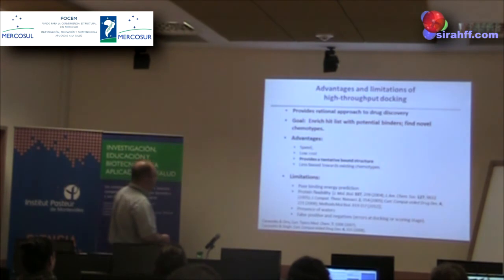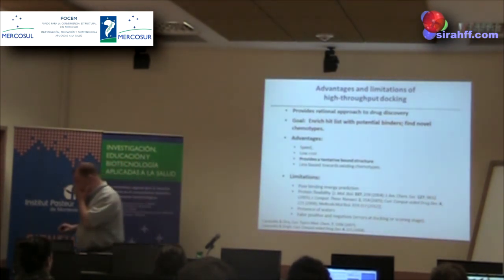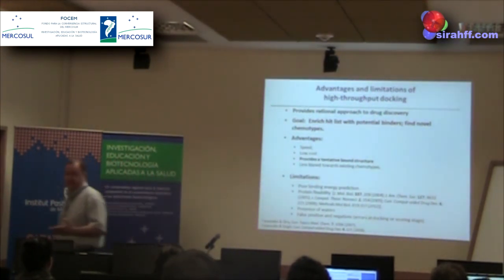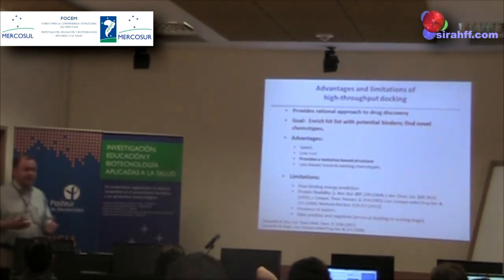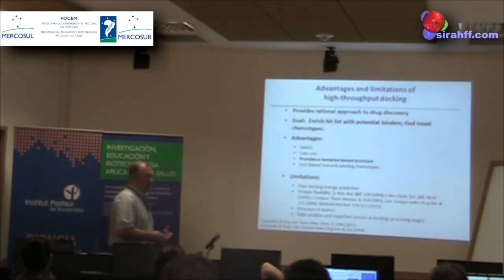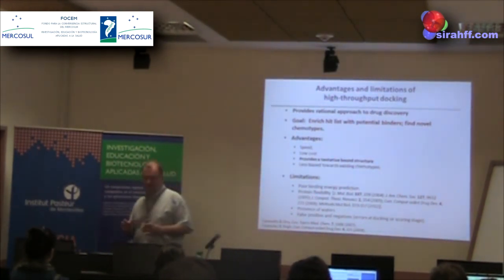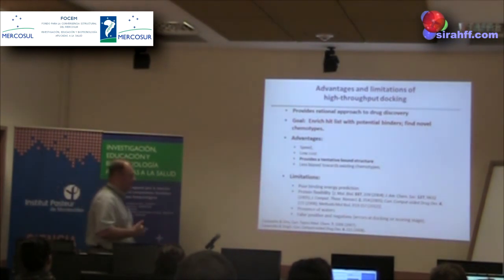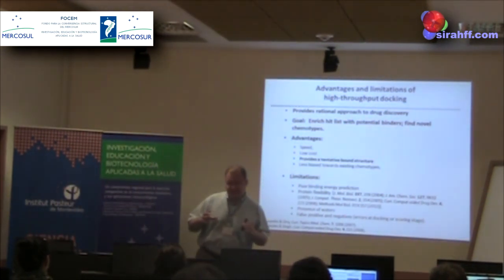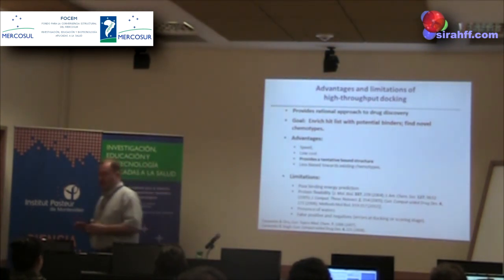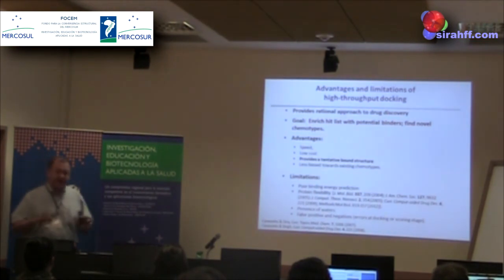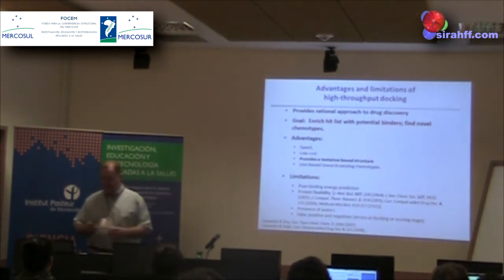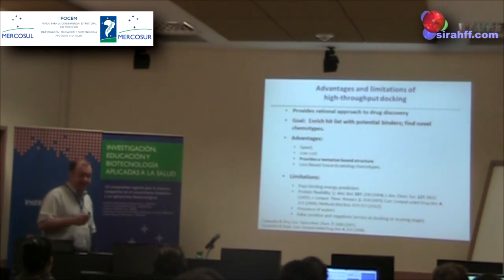Protein flexibility. Why is protein flexibility a problem? Because when you do this screen, it has to be fast. The first thing you do is consider that your protein is rigid, that the protein is not moving. In many cases, you go a step further, and not only is the receptor rigid, but you replace your system by potential energy maps. But even if you don't do that, you just keep the atoms. The problem is that it's rigid.